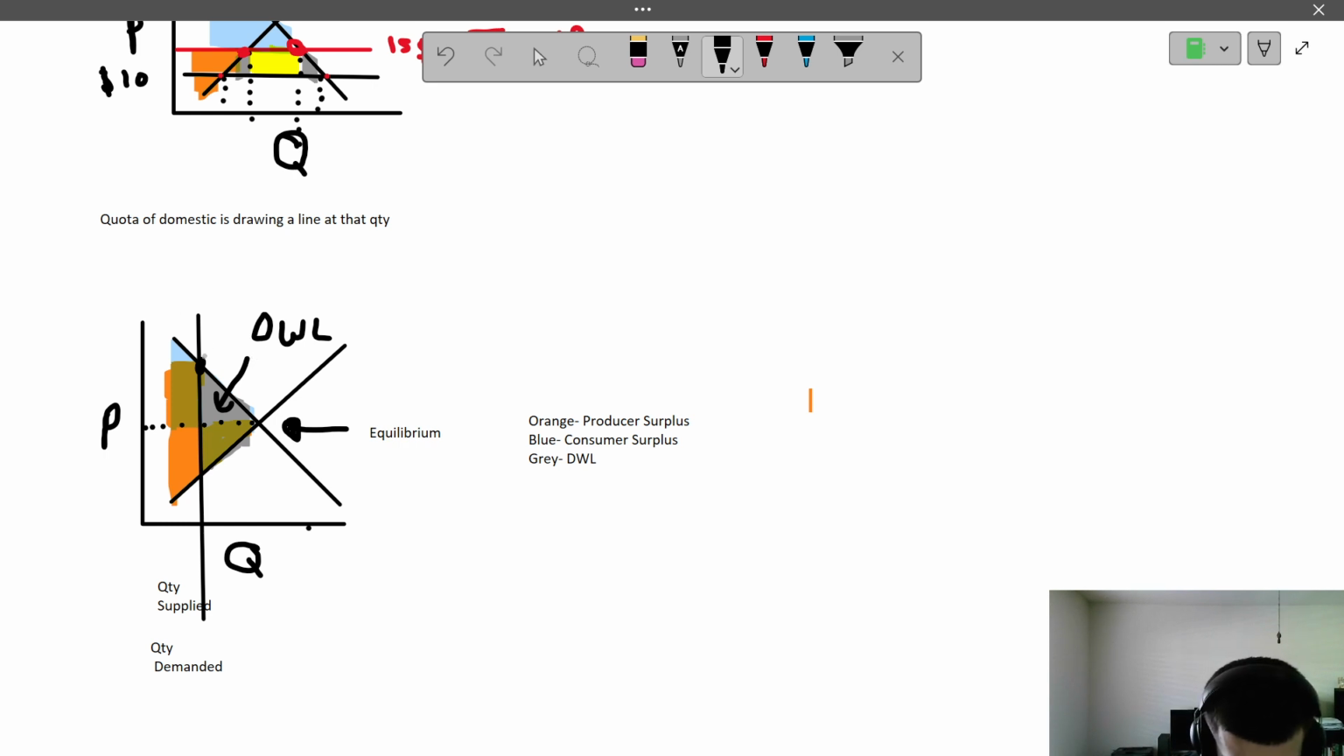your quantity, and here's the price that consumers are willing to pay and the price that producers are willing to pay. There's this gap, and that increases.